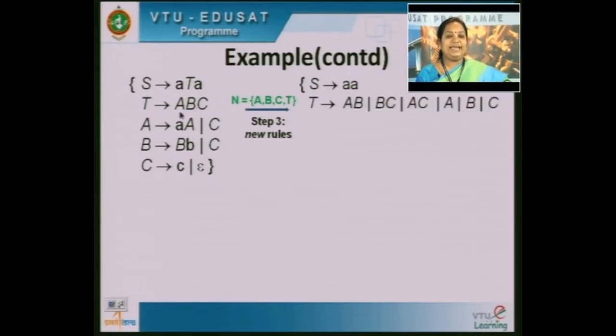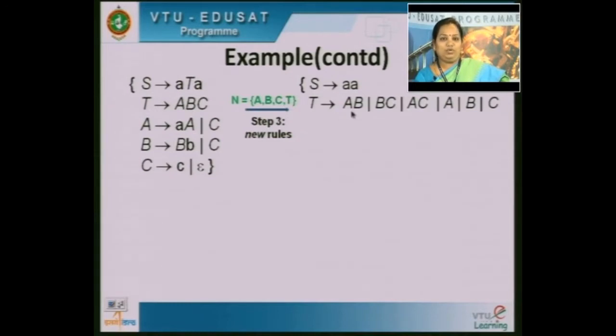Next, coming to T tends to ABC. Here all three are nullable. So, if I apply A as nullable, I will get BC as a new rule. If B is nullable, I will get AC as a new rule, and if C is nullable, I will get AB as a new rule. Then, among these three rules, if A is nullable, I will get B added. If B is nullable, C is added, and if C is nullable, then A is added.